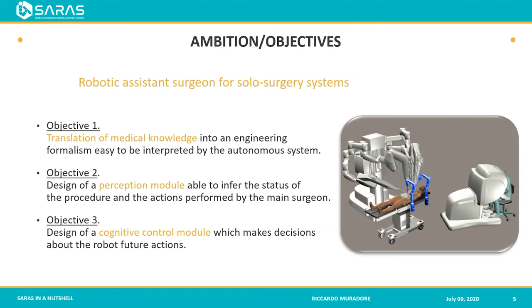The second objective is to design a perception module that should be able to infer the status of the procedure, so phase and action detection, and also to understand what the main surgeon needs from SARAS in the next phases of the procedure in order to anticipate his or her needs. And then we have to design a cognitive control module that elaborates the information coming from the perception module and makes decisions. So in our context, decide how to move and where to move the robotic arms.